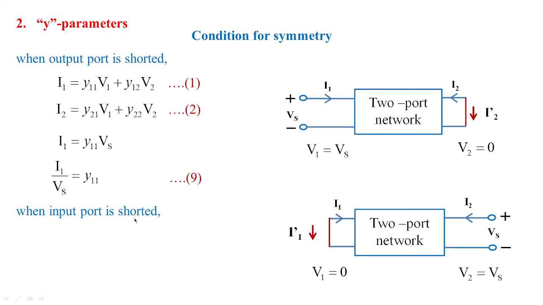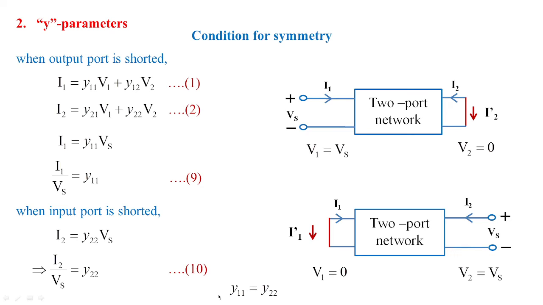Similarly, where the input port is shorted like this, and the assumptions are made that V1 is equal to 0, V2 is equal to Vs, I'm going to get I2 from equation 2, which is equal to Y22 Vs, so that I2 by Vs is equal to Y22. So I'm going to equate equation 9 with equation 10, such that the ratio of input current to voltage is equal to the ratio of output current to voltage, which will give you the condition for symmetry for Y parameters as Y11 is equal to Y22. Just make note of these derivations.